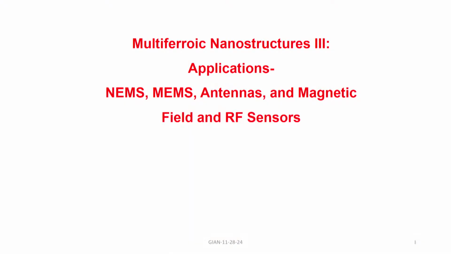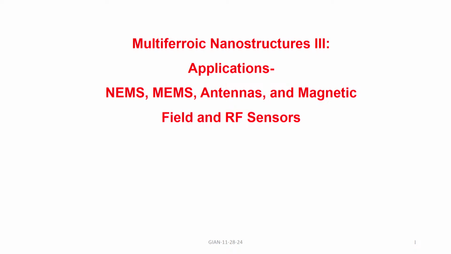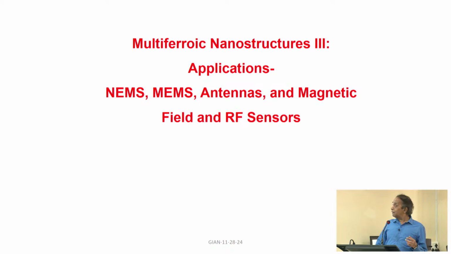So I will talk about antenna miniaturization. Then NEMS is nano electromechanical systems. MEMS is micro electromechanical systems. So these are going to be either on miniaturized antenna or magnetic sensors. So the magnetic sensors is something very important, and so I will spend time on all these applications.